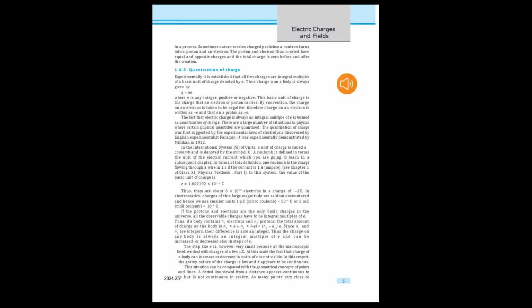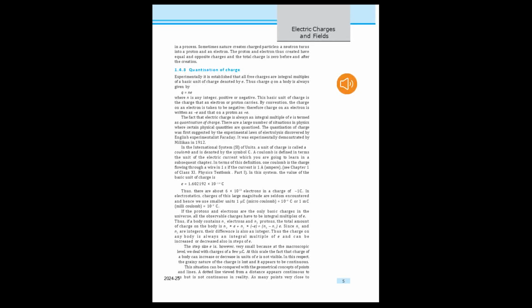By convention, the charge on an electron is taken to be negative. Therefore, charge on an electron is written as −e and that on a proton as +e. The fact that electric charge is always an integral multiple of e is termed quantization of charge. There are a large number of situations in physics where certain physical quantities are quantized. The quantization of charge was first suggested by the experimental laws of electrolysis discovered by English experimentalist Faraday. It was experimentally demonstrated by Millikan in 1912.